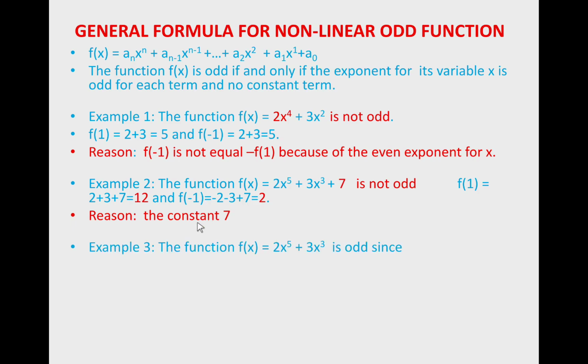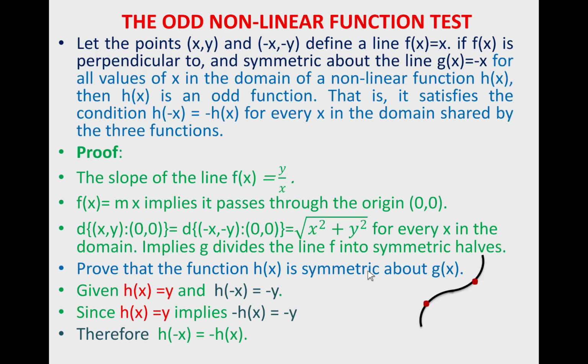Let's take a look at the last one. The function f of x equal to 2 x to the power 5 plus 3 x to the power 7. First of all, there is no constant term. That's the good news. Second, there is no term with an x having an even exponent. So this must be an odd function, and we can verify that by plugging in. And if it is good for one value, it's good for all the values.